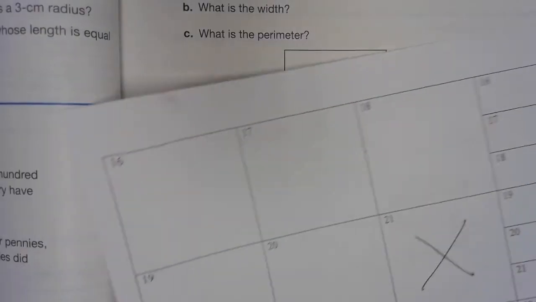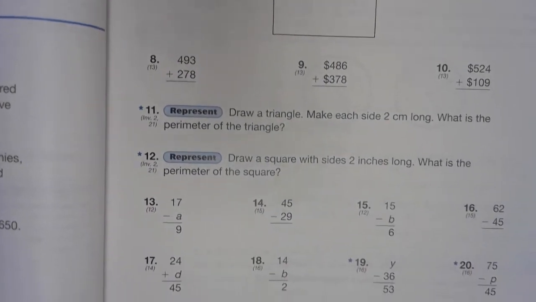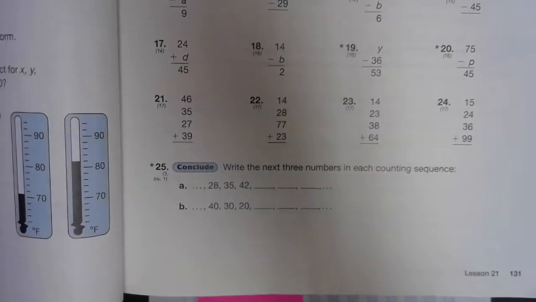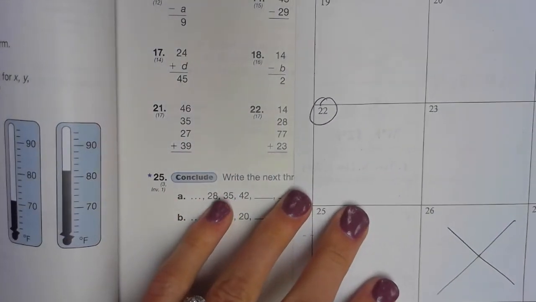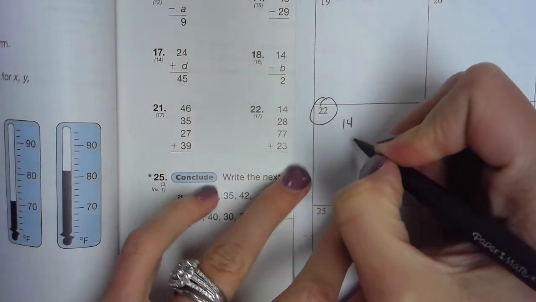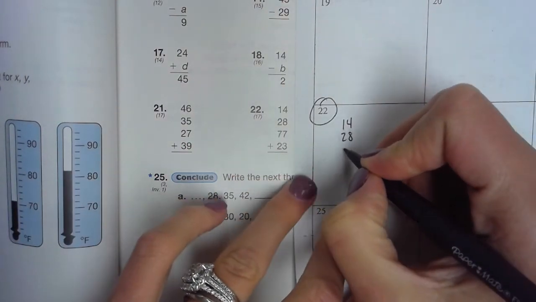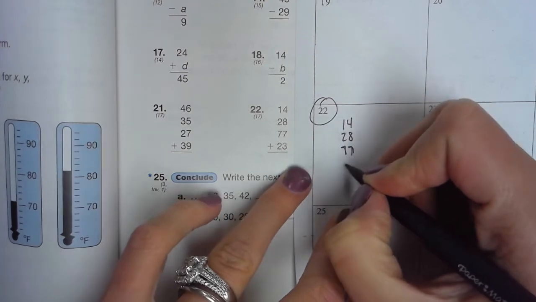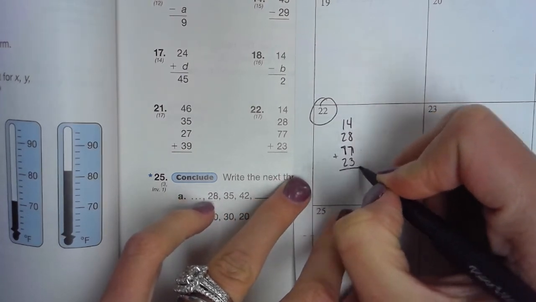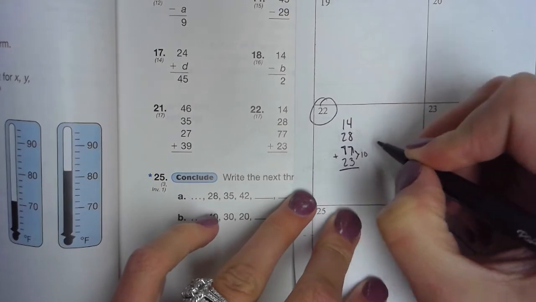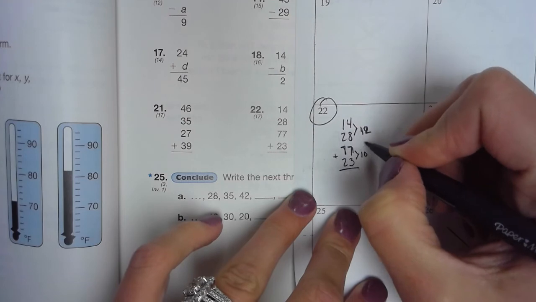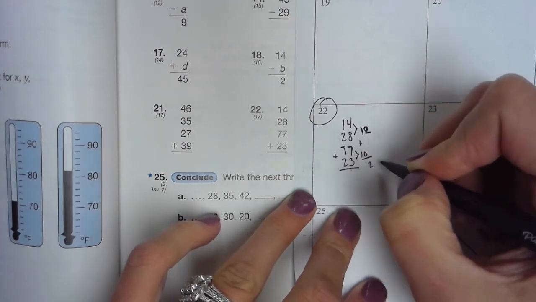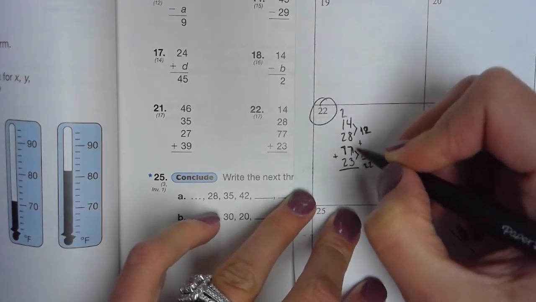Flip it on over. Last one we're doing together is 22. 22 is one of our big long addition ones. So I've got 14 plus 28 plus 77 plus 23. 7 plus 3 gives me 10. 8 plus 4 gives me 12. So 12 plus 10, 2 plus 0 is 2, 1 plus 1 is 2, so I get 22.